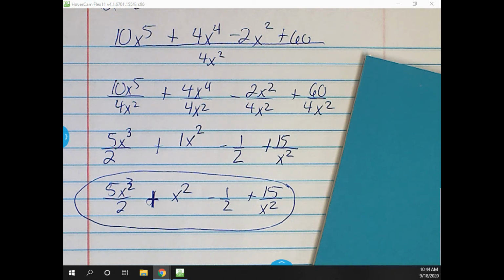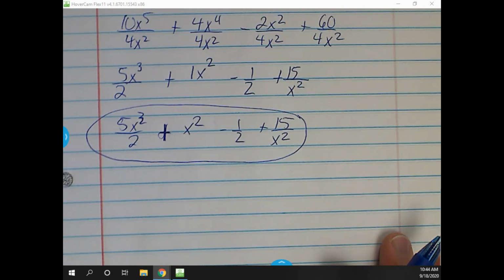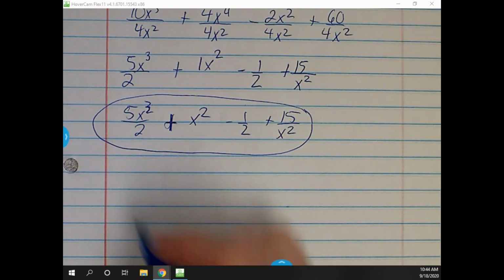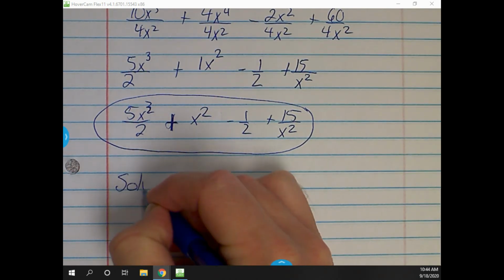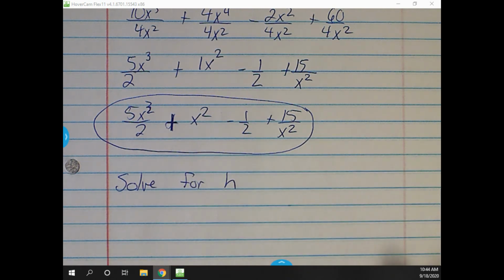Okay, here's something I think you may run into. We did this with first block too. Something that may run into a few problems here and there. This is where you're going to solve for a specific variable. We'll do 2, maybe 3 of these just to make sure you got it. For this one, let's solve for h.